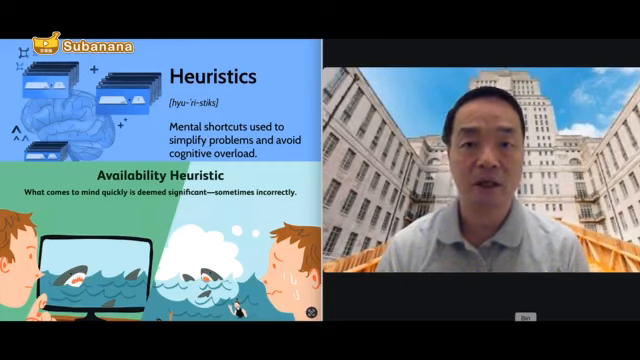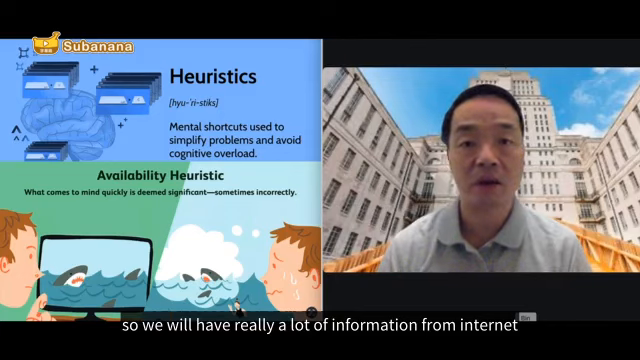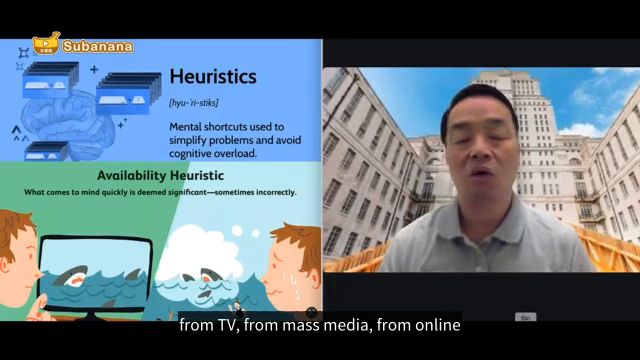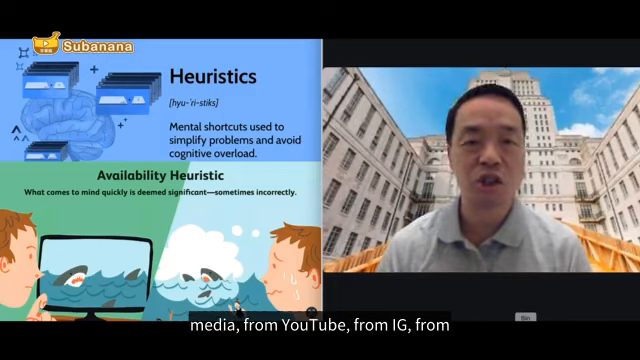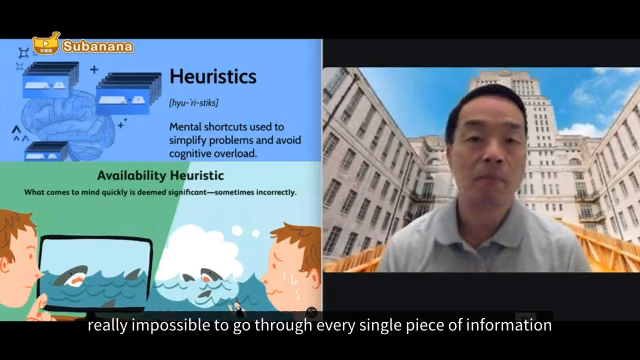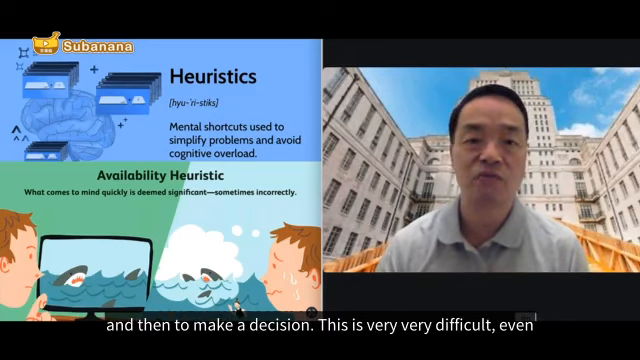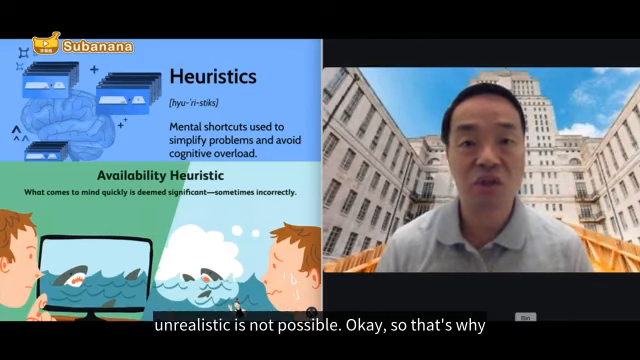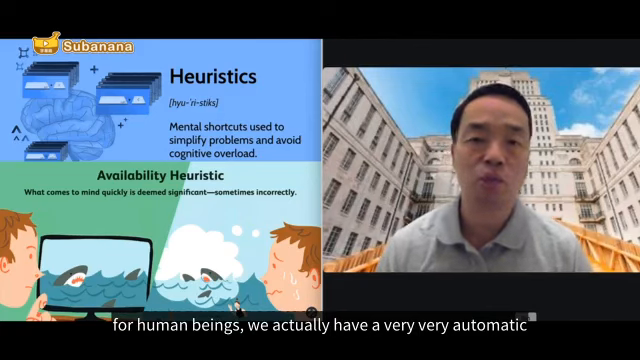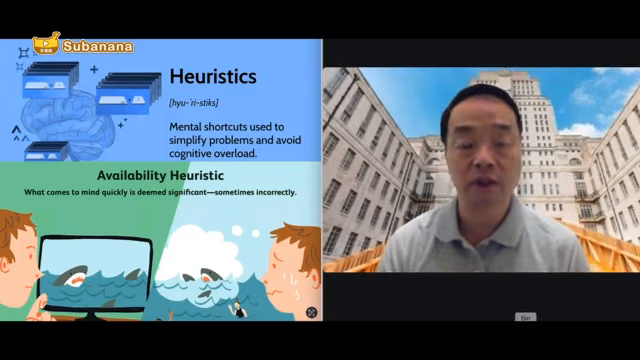Nowadays, like in Hong Kong and some other similar societies, we have really a lot of information from the internet, from TV, from mass media, from online media, from YouTube, from IG, from Facebook. It is really impossible to go through every single piece of information and then make a decision. This is very difficult, or even unrealistic. It's not possible. So that's why human beings actually have a very automatic mechanism, and we tend to use some heuristics unconsciously for making a decision.